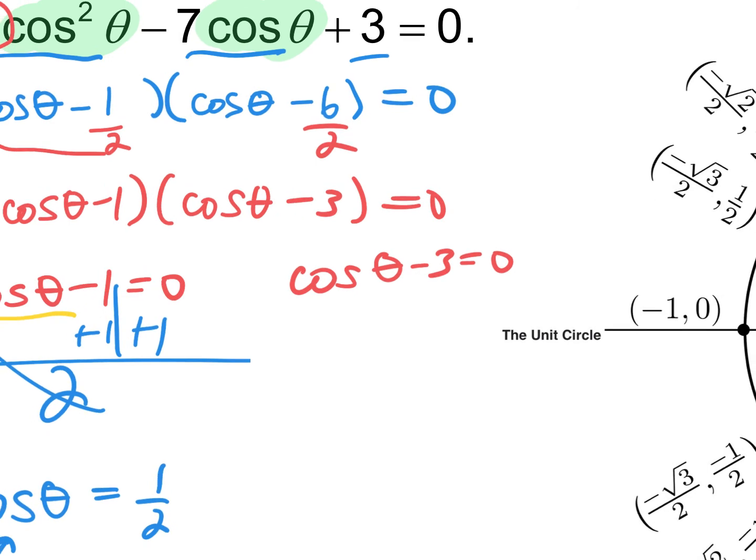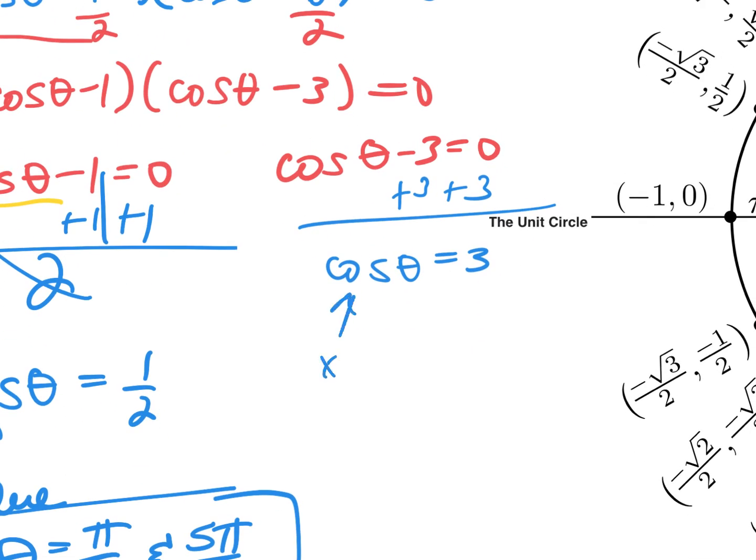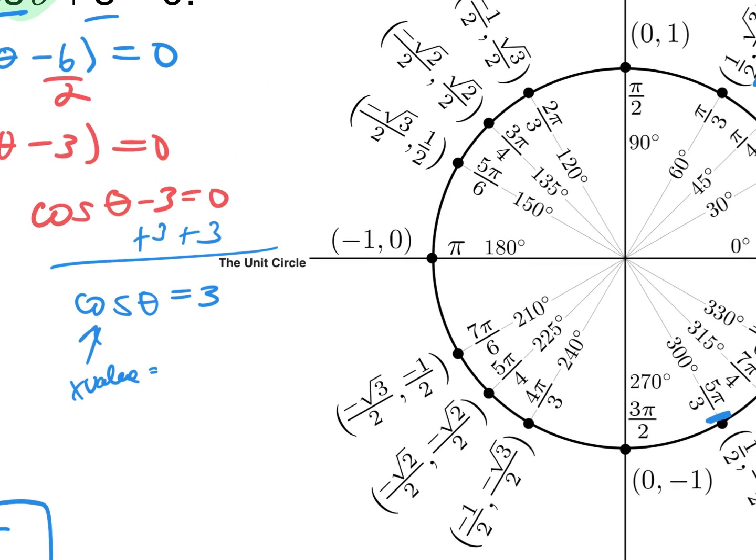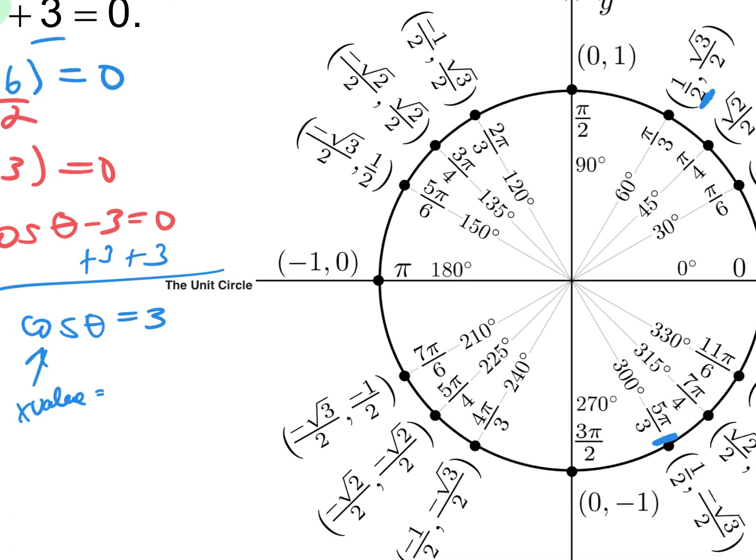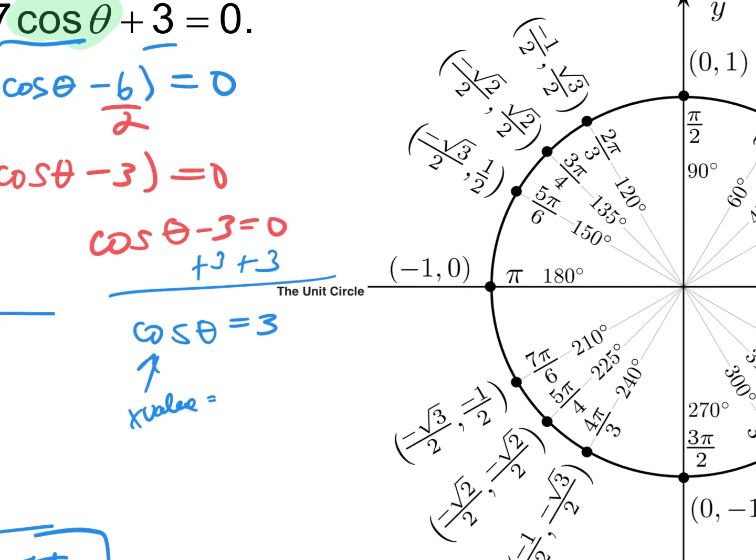Again, I want to get my trig function by itself, so we add 3 to both sides, right? So cosine theta equals 3. Cosine's what value again? X value. Where on the unit circle are your x values ever positive 3? Nothing. So what do you do? Cross it out. Very limited answers you guys can have: 1/2, root 3 over 2, 1, 0. 12, no. 7, no. 3, no. Right?